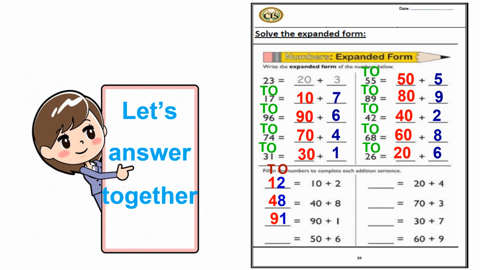50 plus 6. 6 is ones and 50 is tens. I will cross the 0 and write 5. And 5 under the tens and 6 under the ones. So the answer will be 56.